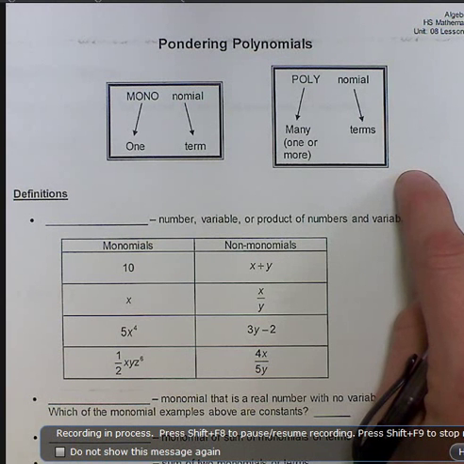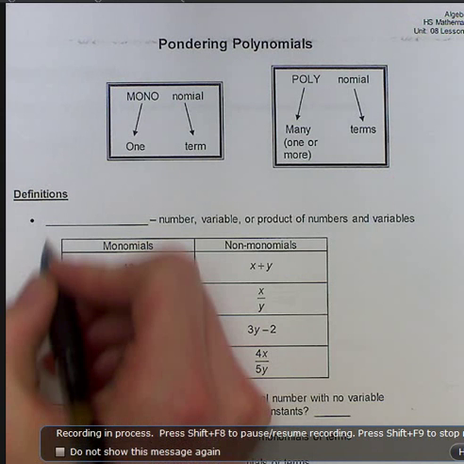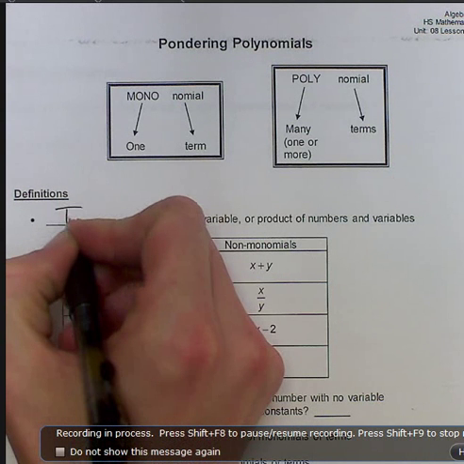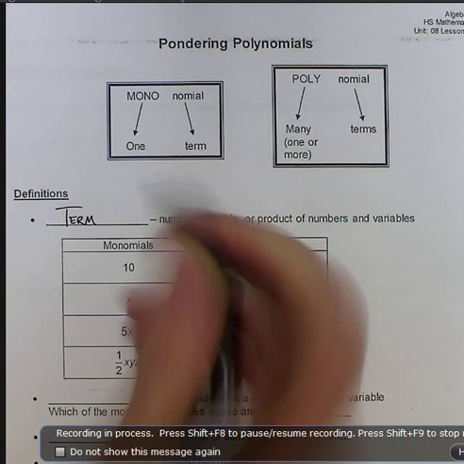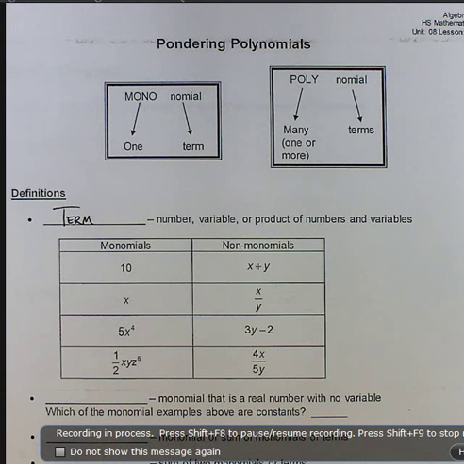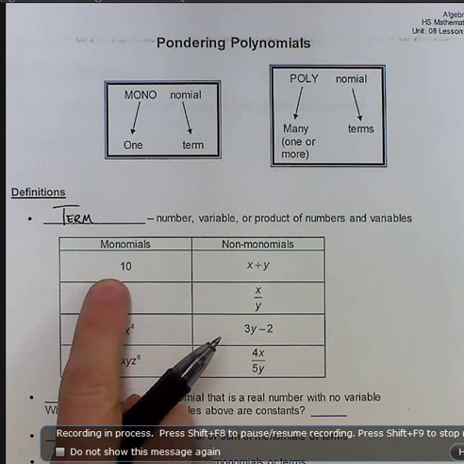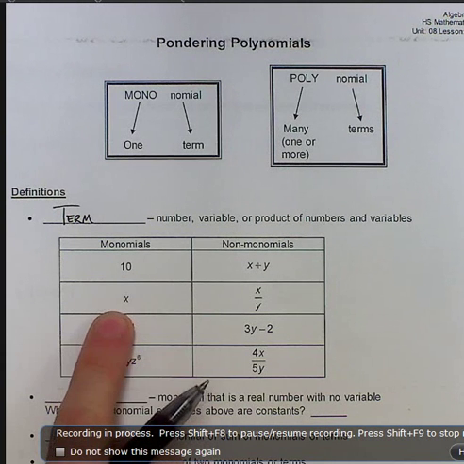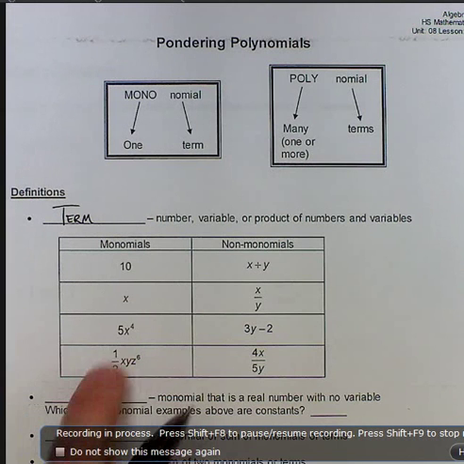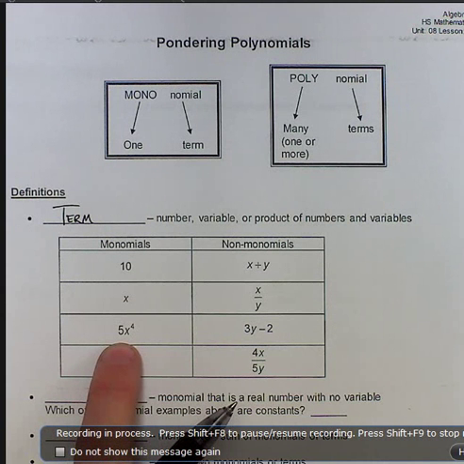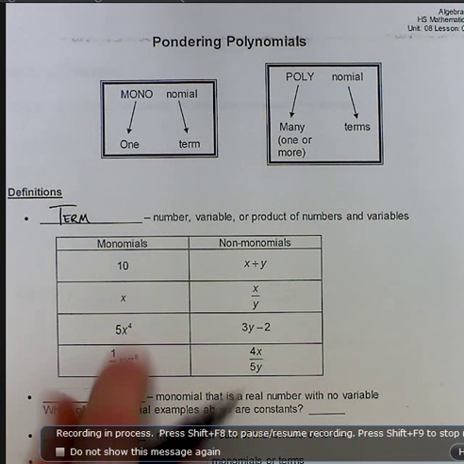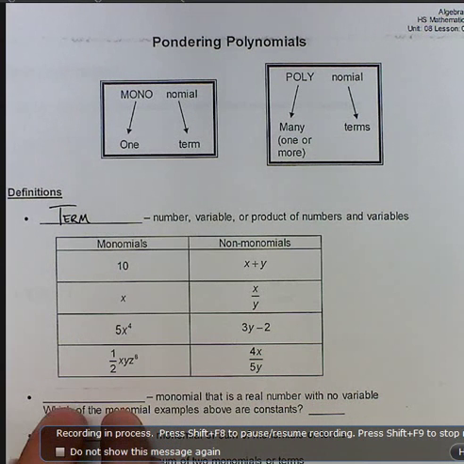So if we look at our definitions, a term is a number, a variable, or a product of numbers and variables. Okay, so if we take a look down here, we've got a set of monomials because I have just the number 10, just the variable x, a coefficient of 5 attached to a variable x raised to the power of 4. These are all examples of monomials. They cannot be simplified anymore.